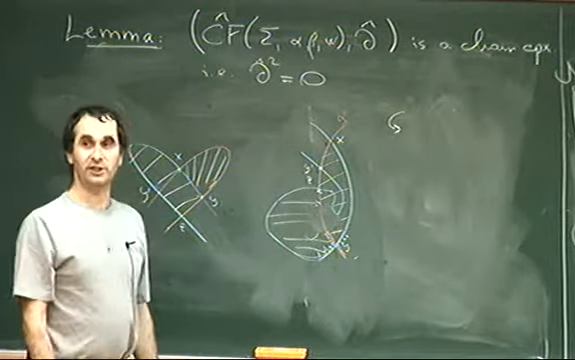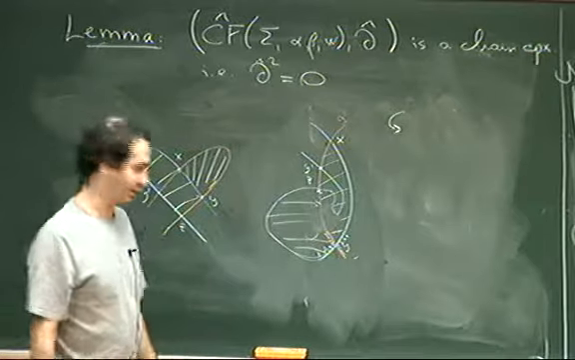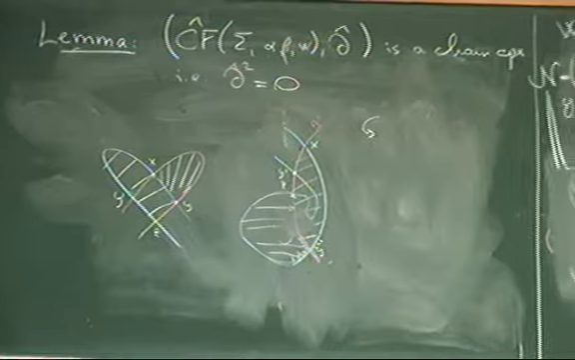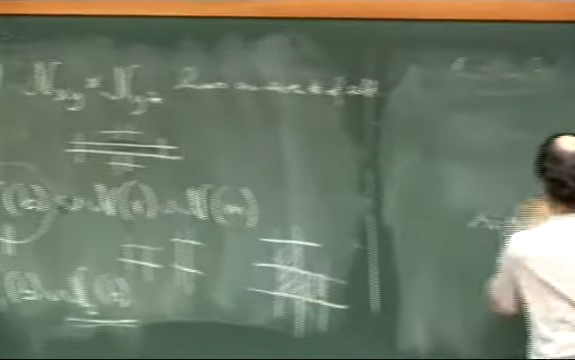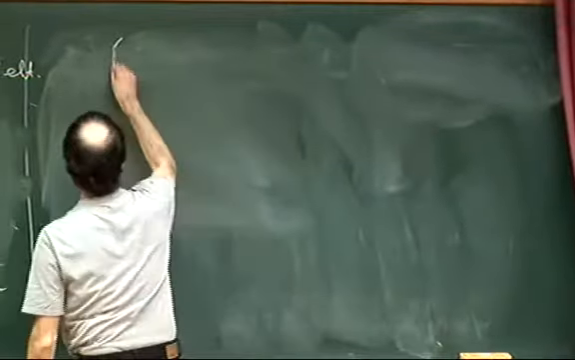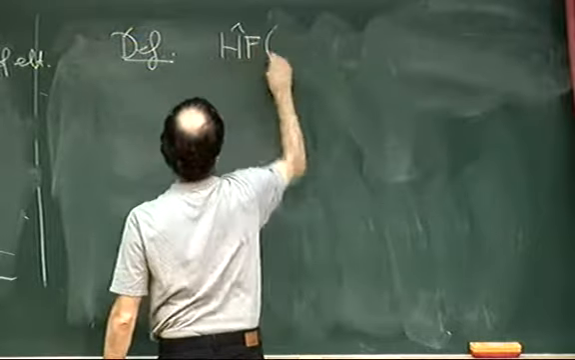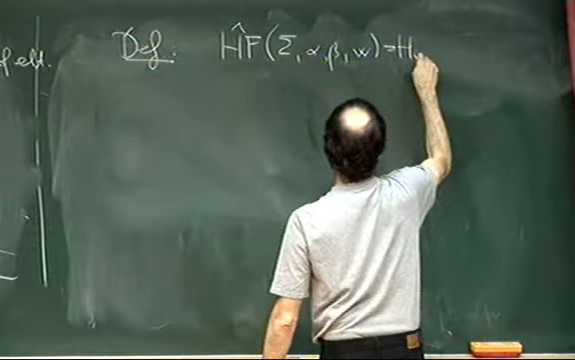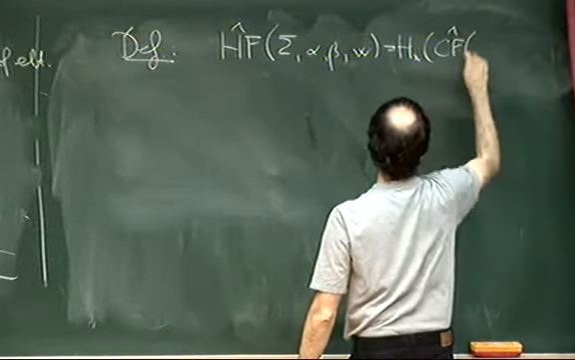Okay, so whenever we see a chain complex, what do we do next? We take its homology. So here is the definition. HF hat of sigma, alpha, beta, w is just the homology of this chain complex.